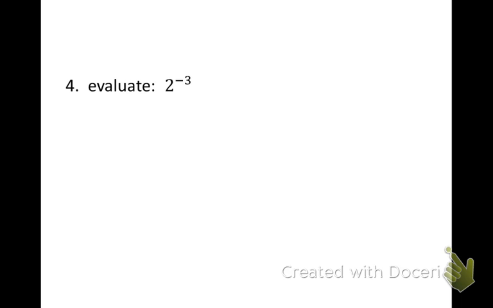A little bit of a review problem. We want to know what this is equal to. Well, remember, negative exponent. First thing you should think when you see a negative exponent, it's going to be a fraction. So it's 1 over 2 to the third. 2 to the third, remember, means 2 times 2 times 2, which would be 8. So 1/8 is what that is equal to.